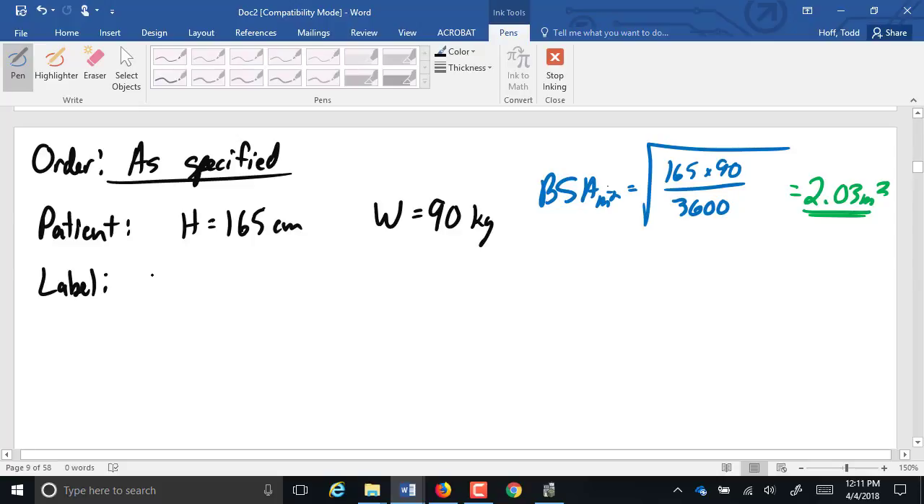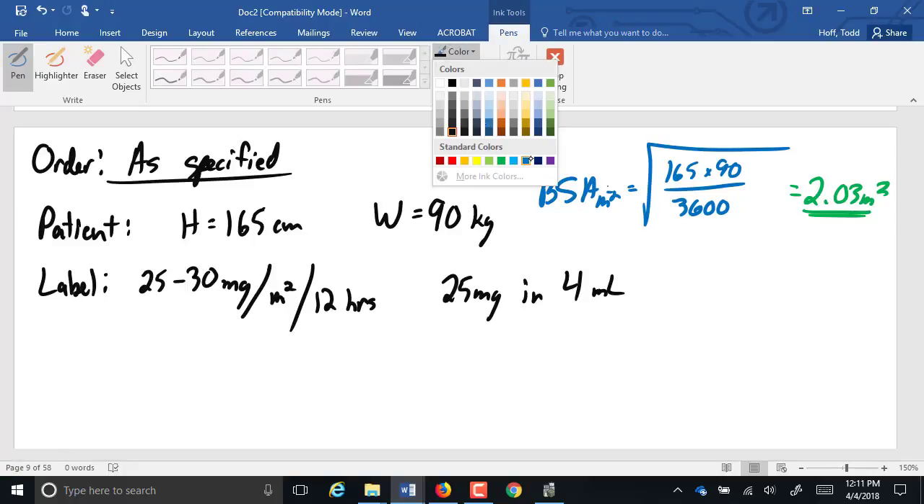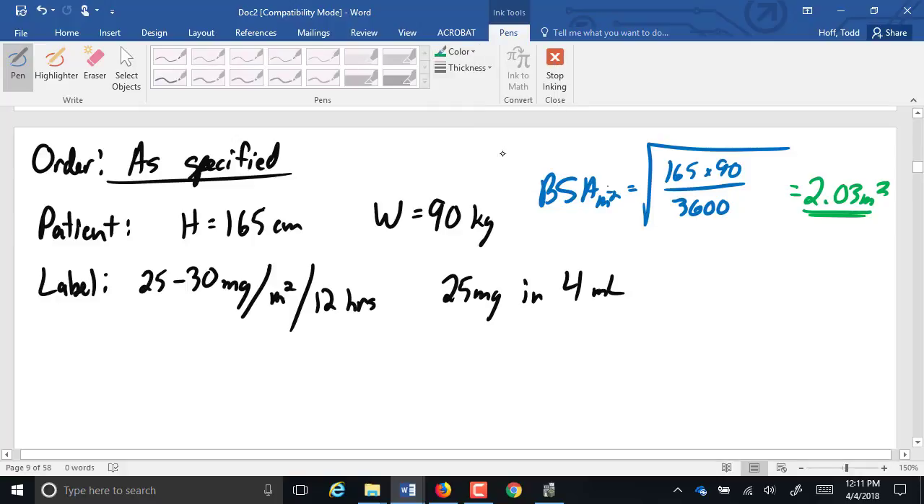Now let's say our label specifies 25 to 30 milligrams per meter squared per 12 hours. And the fluid is concentrated at 25 milligrams in 4 milliliters. So let's take a peek at how that calculates out. We start out with our 2.03 meters squared. Put it over 1.